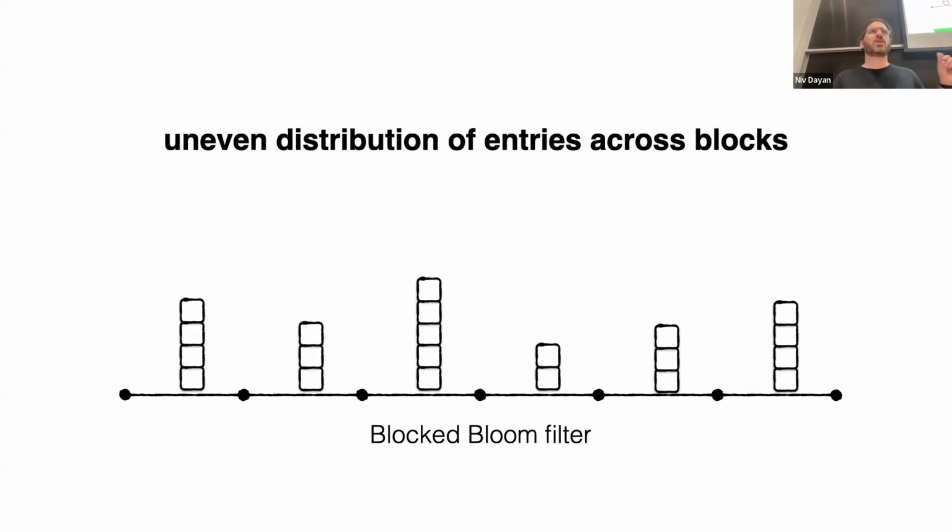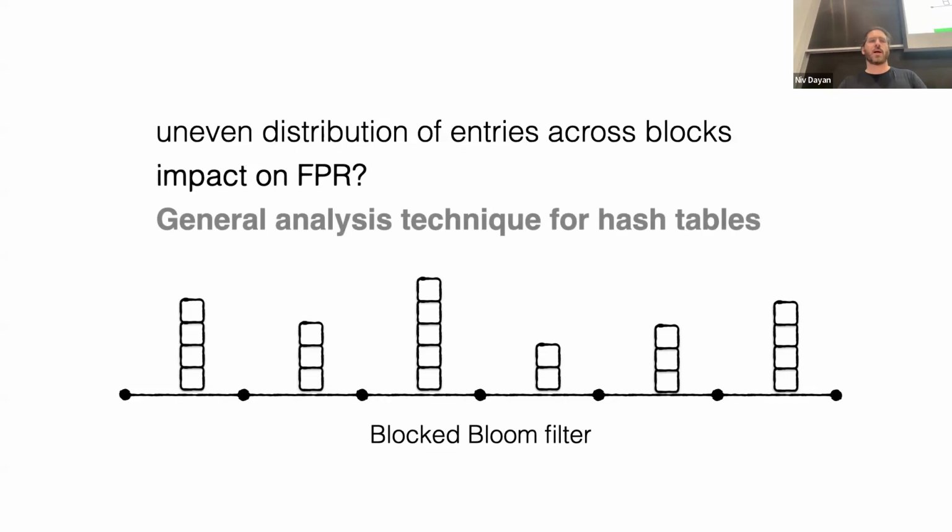Okay, so the core issue that these blocked Bloom filters lead to is that you now end up with, on average, the same number of entries in each block, but you actually have a distribution, right? It's not going to be the case that the number of entries mapping to each block is identical. In some blocks, it's going to be more. In some blocks, it's going to be less. So how does that impact the false positive rate? Well, what we're going to do now is introduce a reasoning technique that's generally applicable for hash tables, to allow us to really tackle this question.